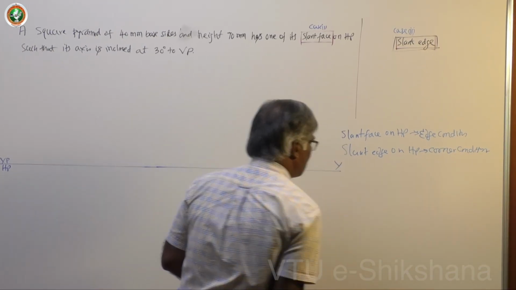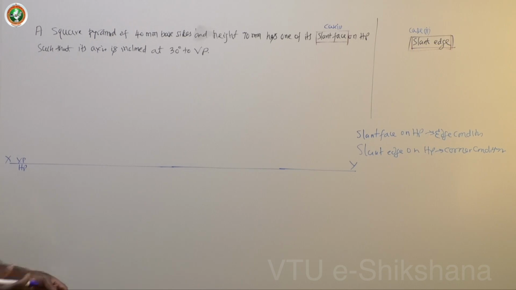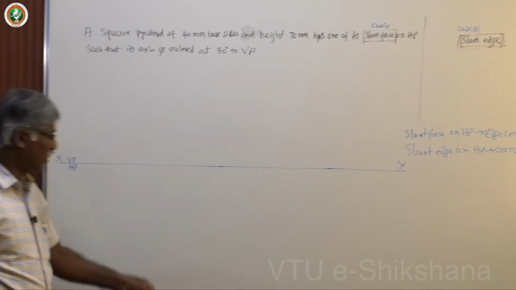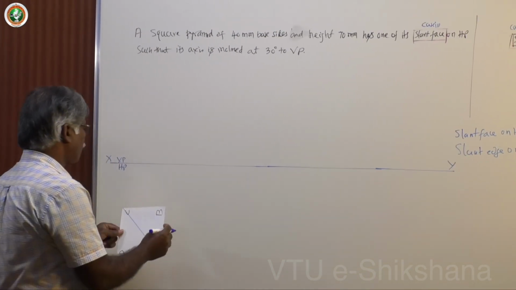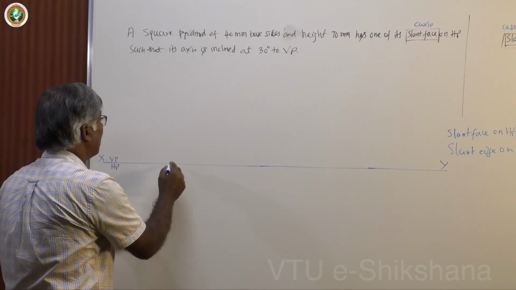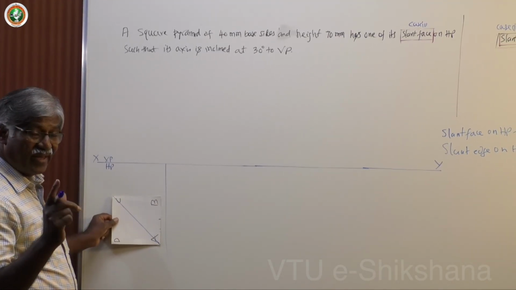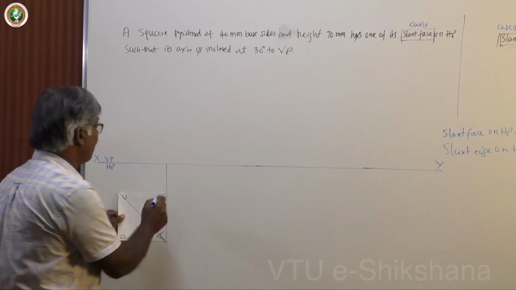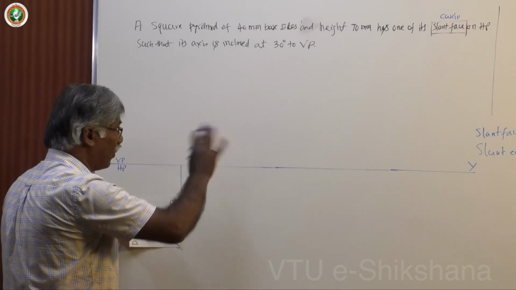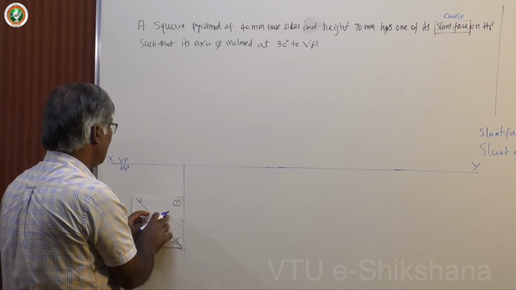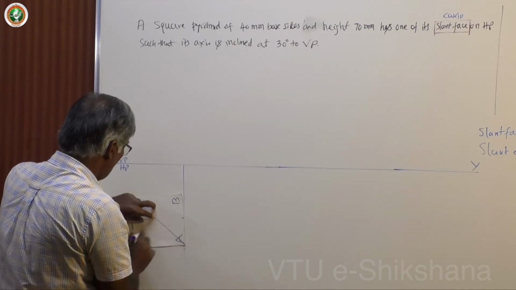Corner condition, that is all. You have to have this in mind and then proceed. Now, let me work out the first problem. You know very well that this is the problem on edge condition. One of the base edges must be perpendicular to VP, so that if you rotate it, you will get the slant face on HP. So, this is how you can complete.